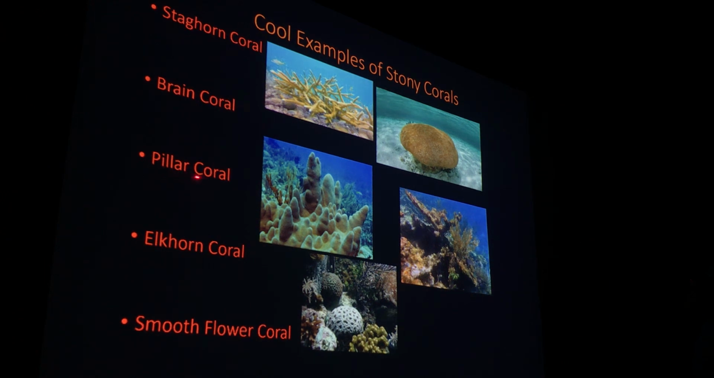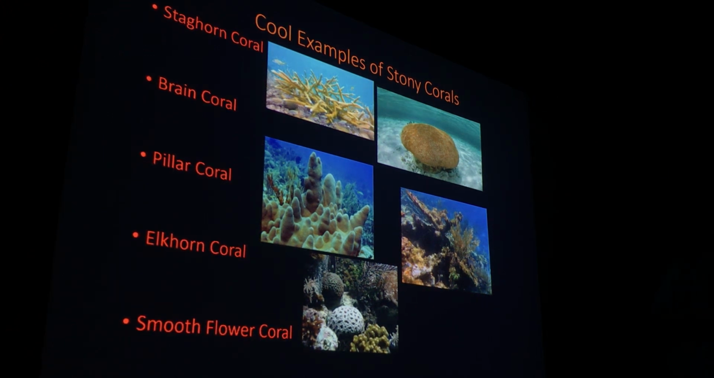Next we have pillar coral, which is right there, because it looks like pillars. Then we have elkhorn coral, and if you've ever seen an elk, their horns look like that. And then smooth flower coral, which is these right here.